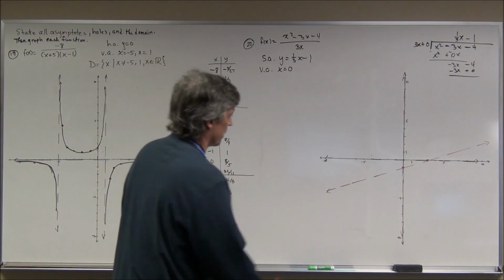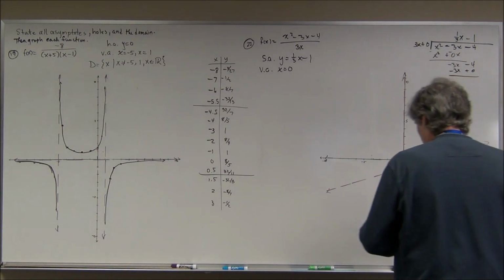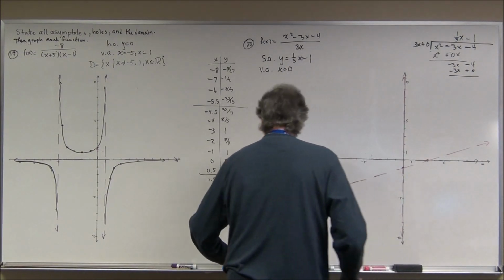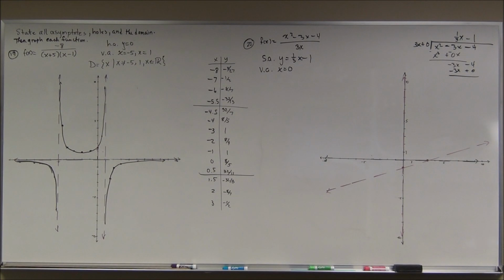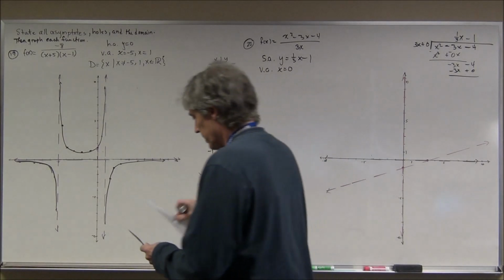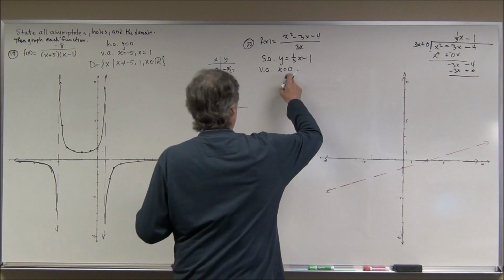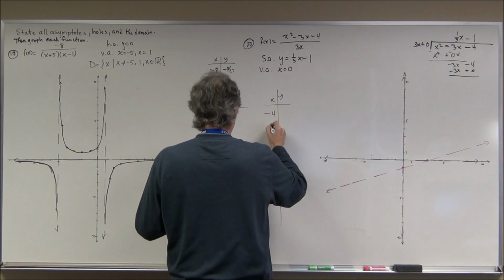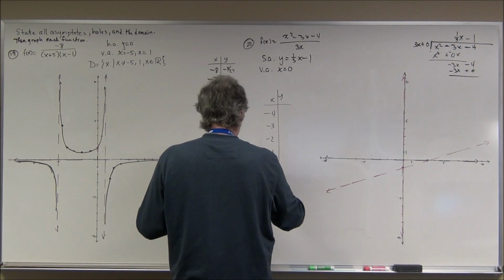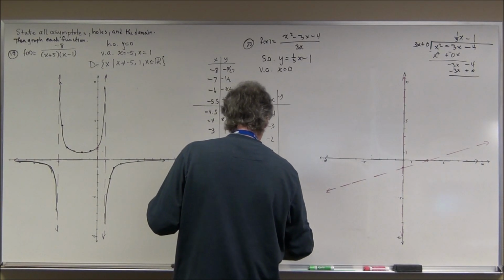I need a table of values, but I do have 1, 2, 3, 4 regions. My graph's going to be in 2 of them, but without a table of values, I am guessing where they go. And I made a table of values somewhere, if I can find it. And there it is. Now, the key here is that I don't want an x value of 0, but I want some values that are close to 0, so I want negative 4, negative 3, negative 2, negative 1, negative 0.5, 0.5, 1, 2, 3, and 4.